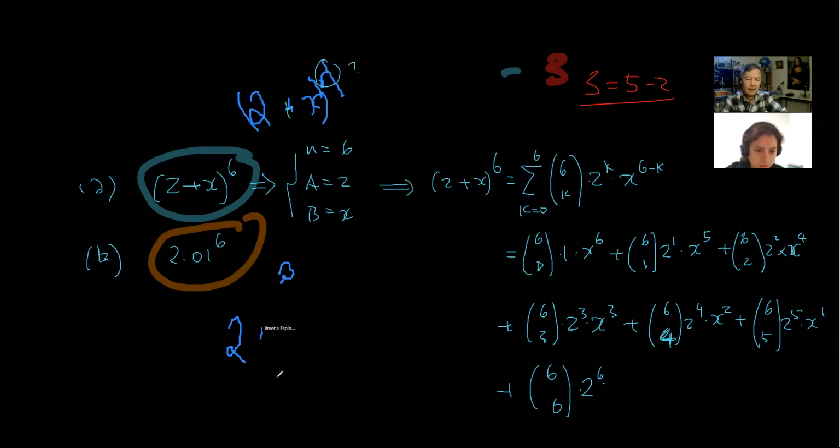2 plus 0.1 to the power of 6. You are on the right track. Yes, you are right. So what can you do? (2 + 0.1) to the power of 6. And so then you've got the formula. Can you see the formula?